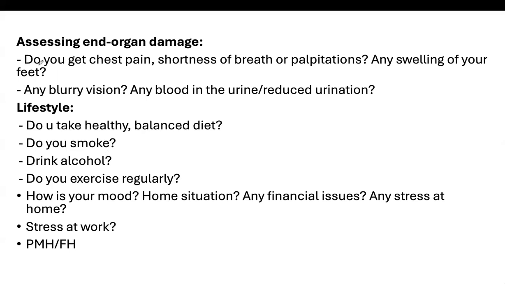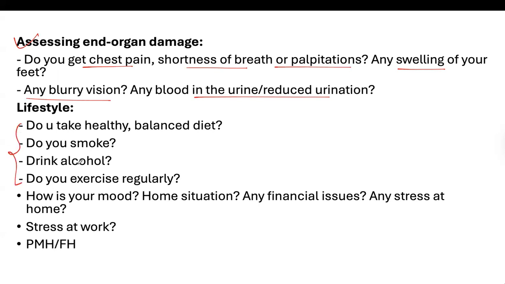Once you have done that, assess if any damage has already happened because the patient is not taking the medication. So do you get any chest pain, shortness of breath, or any palpitation? Any swelling of your ankle or foot? Any vision problem? Have you noticed any change in your waterworks?